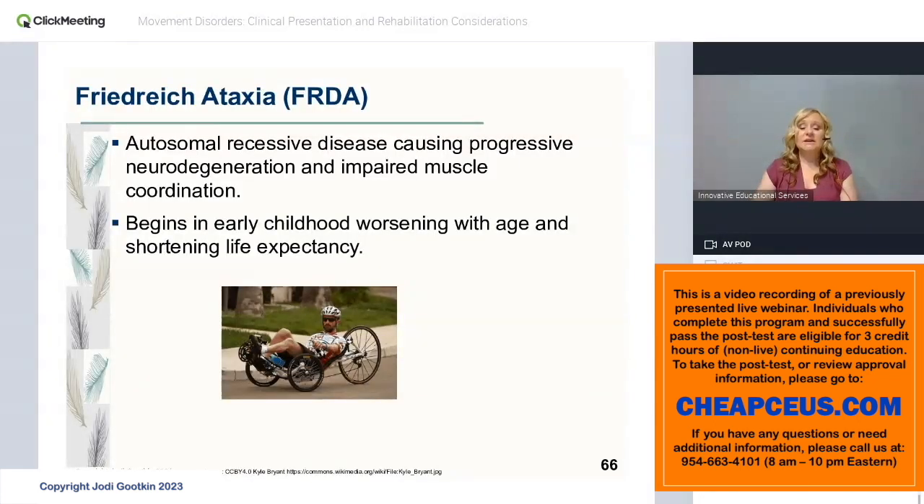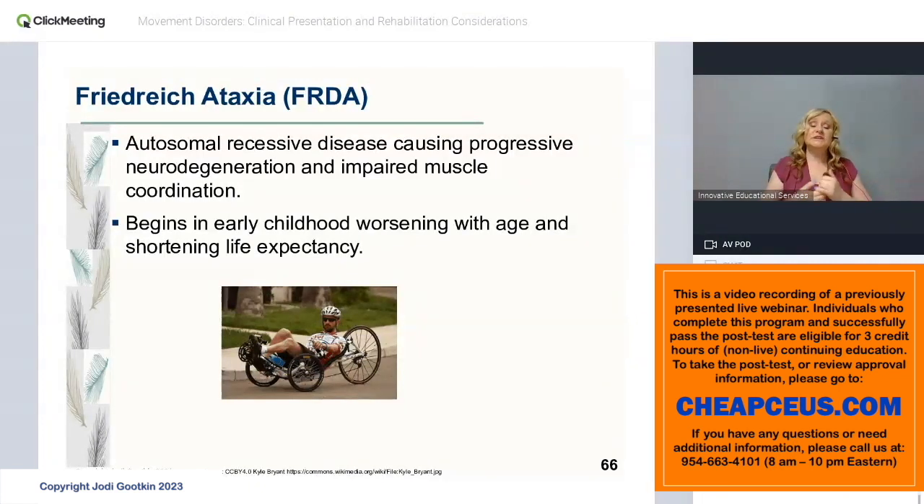Friedreich's ataxia is the final condition that we are going to discuss today. We talked about Parkinson's disease and Parkinsonism, which are extrapyramidal basal ganglia pathology with motor and non-motor clinical presentation and some cognitive impairment. Then we looked at Huntington's disease, a genetic condition involving more diffuse brain atrophy, with not only motor involvement but also cognitive impairment. Now we're moving to a different region of the brain, looking at the cerebellum.